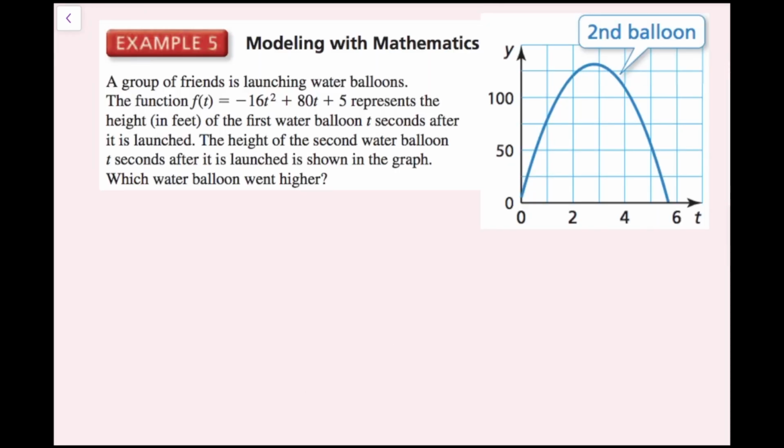For example 5, a group of friends is launching water balloons. The function f of t equals -16t squared plus 80t plus 5 represents the height in feet of the first water balloon t seconds after it is launched. The height of the second water balloon t seconds after it's launched is shown in the graph. Which water balloon went higher?